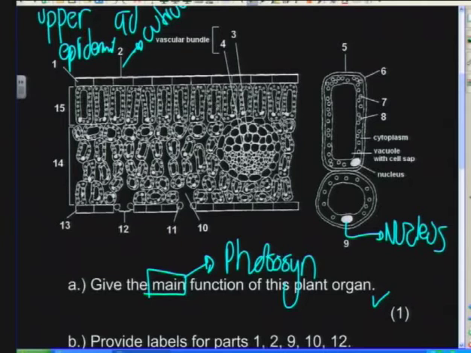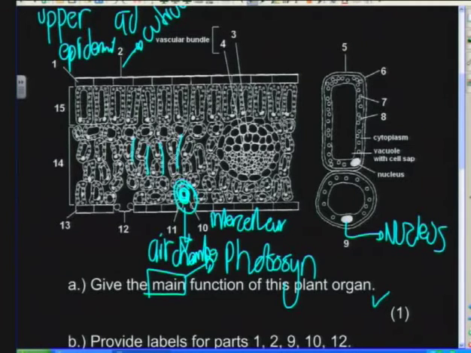Then I needed number 10. You can have 2 here. You can use intercellular airspace. All right, but that's more for these ones over here. The one closest to the stomata over there, because it's pointing to that little space over there, that is going to be your air chamber. All right, your air chamber. So number 10 is going to be your air chamber.